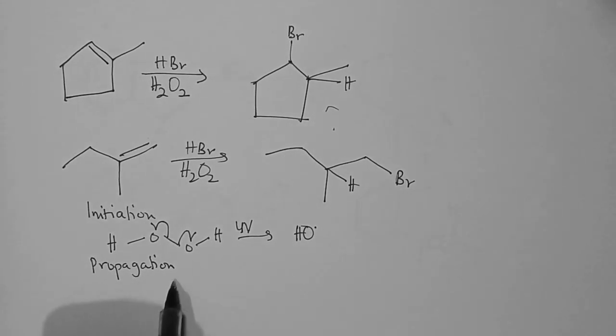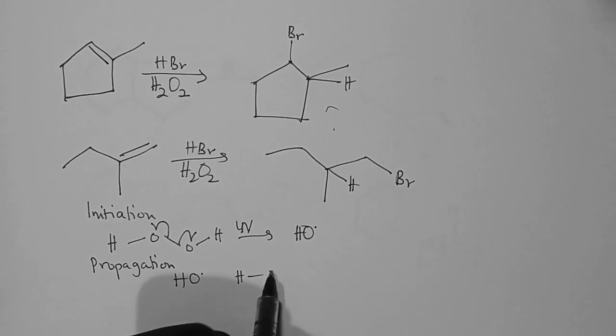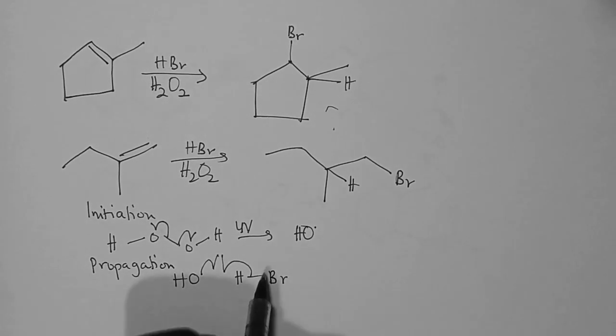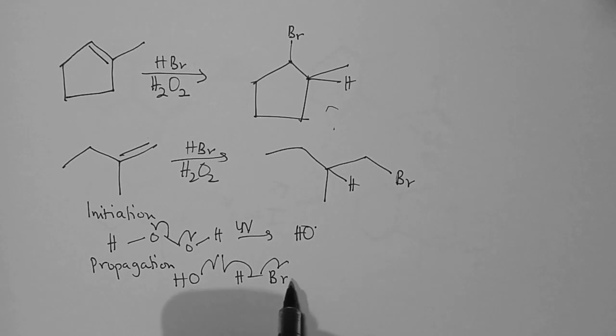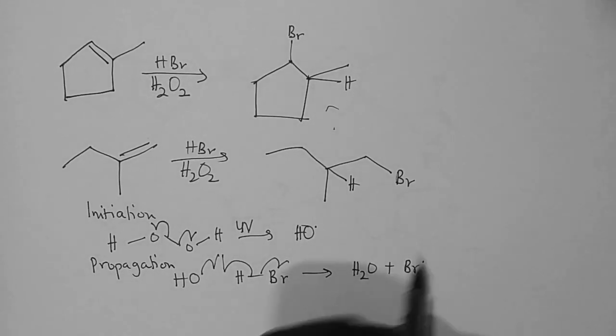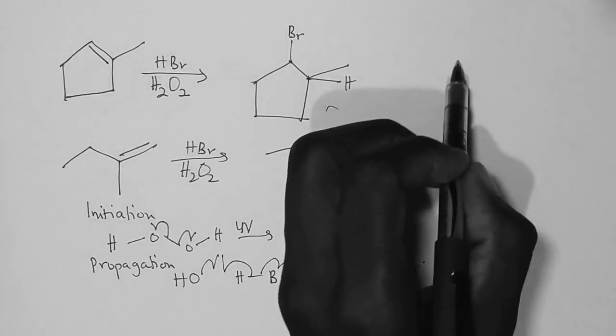So in the next step, which is the propagation step, this radical will come and attack the HBr. So it will form a bond with the HBr, which will cause the HBr to also cleave homolytically. So it will give us H2O, plus the bromide radical. So it is this bromide radical that will go on to attack the carbon double bond. So let me continue from here.